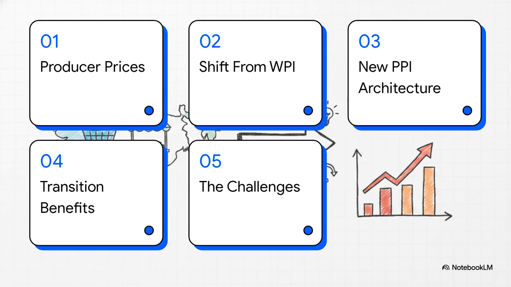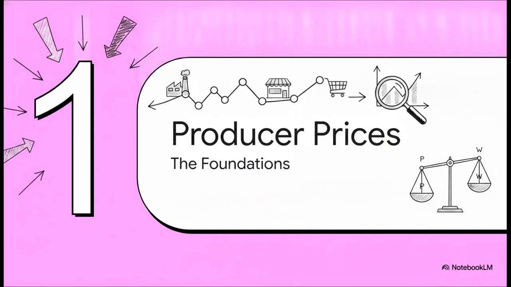So, here's our roadmap for today's session. We're going to start by getting a solid grasp on what producer prices actually are. Then, we'll look at the shift from WPI, break down the architecture of India's newly announced PPI scheme, explore the macroeconomic benefits of this transition, and finally, wrap up by looking at the very real implementation challenges lying ahead. Let's just dive right in with Part 1, Understanding the Foundations of Producer Prices.